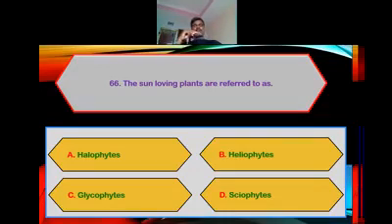Halophytes means what? A plant adapted to grow in saline. These are the type of plants that grow in the salty areas, saline, salty areas they grow. They are called halophytes. Heliophytes are the type of plant that grow best in the direct sunlight. The ones that require direct sunlight are the heliophytes.